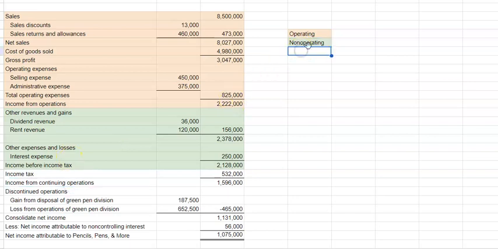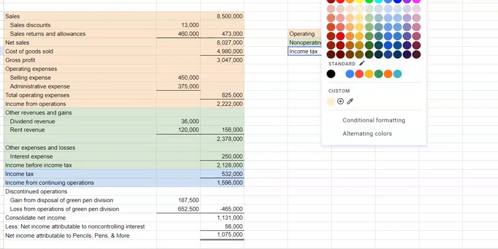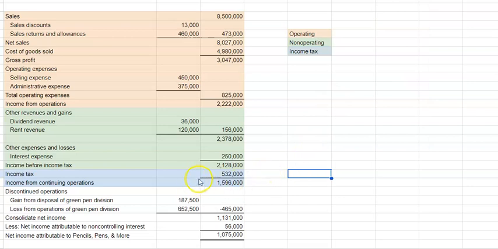Our next section is our income tax section. This is probably the easiest here. So here's our income tax. I'm going to include income from continuing operations in there as well. Let's make it blue. Income tax is just calculating the income tax based on the income before income tax that you have up here. That'll give you your income from continuing operations, which should probably clue you in that our next section is going to be discontinued operations.